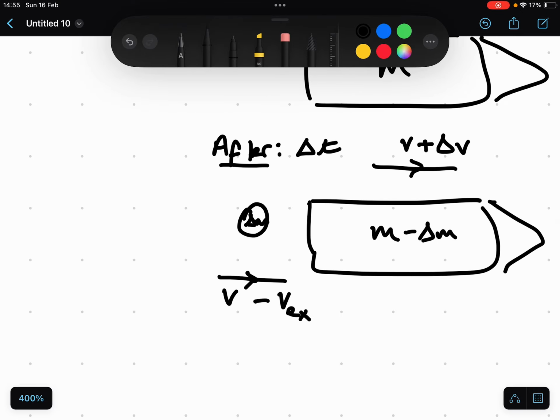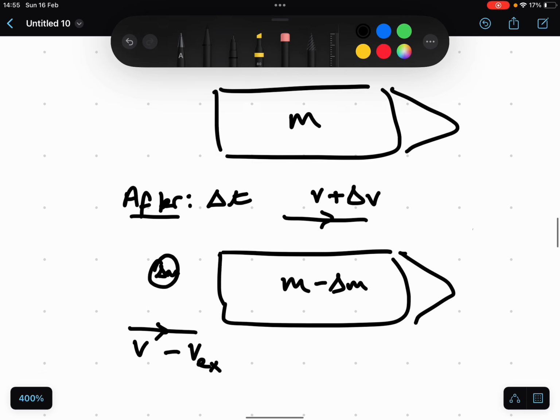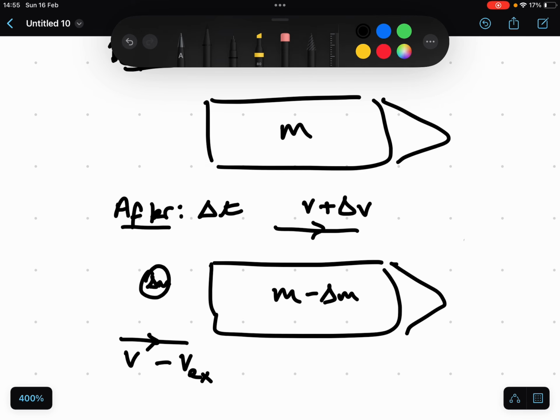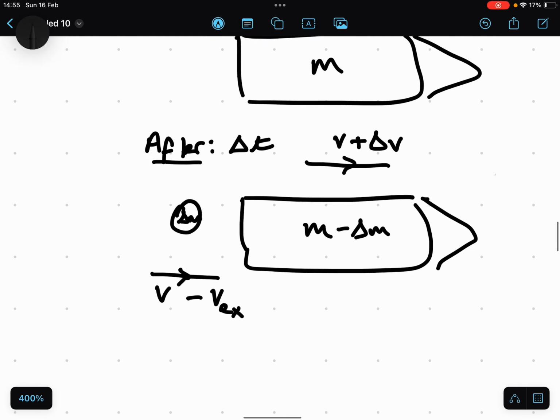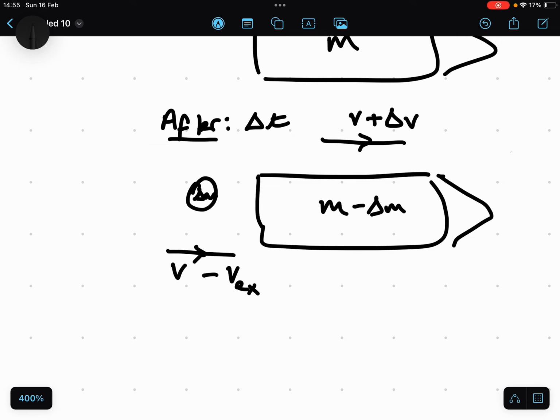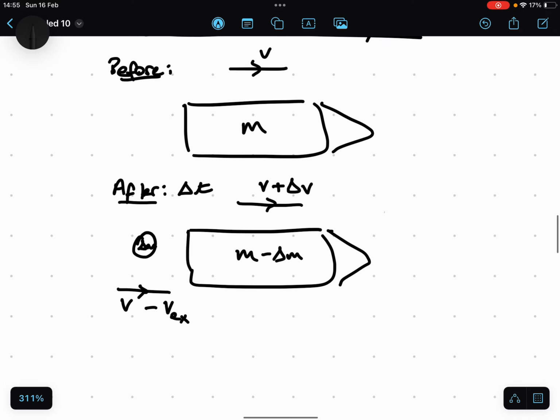Think about being in a helicopter, moving at 70 meters per second, and you drop a ball. That ball should still be moving at 70 meters per second horizontally. So we'd expect the same thing here. If we're moving at v, that little thing that we just let go of should also be moving at v minus the exhaust velocity that we pushed it at. Lovely, we got that out of the way. Let's see how the equation fares.